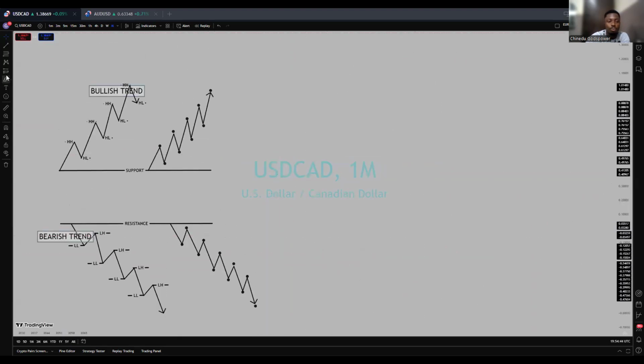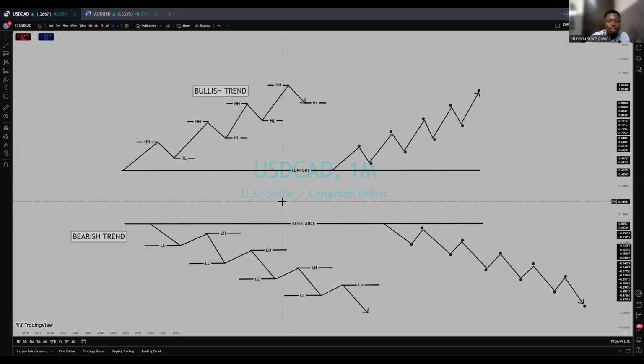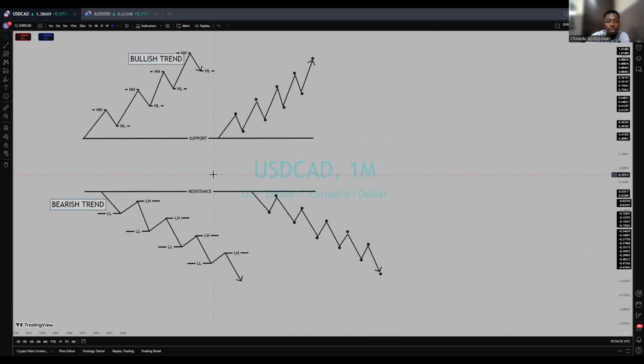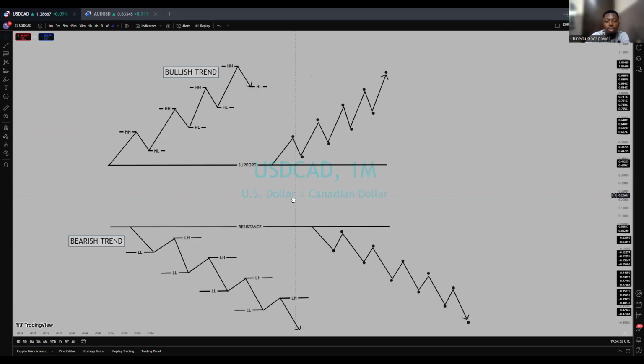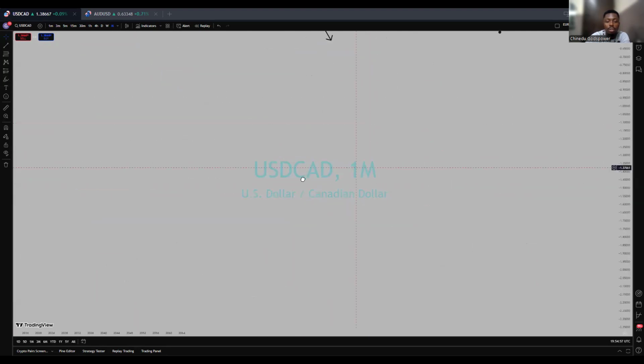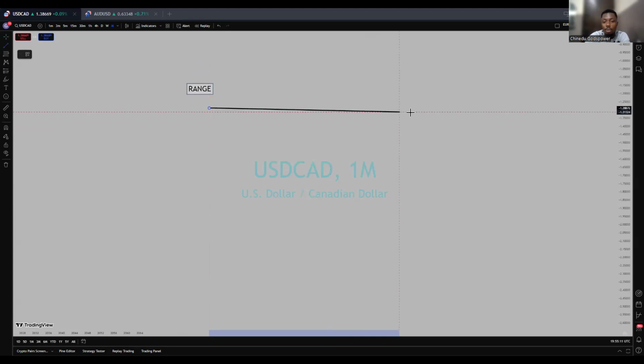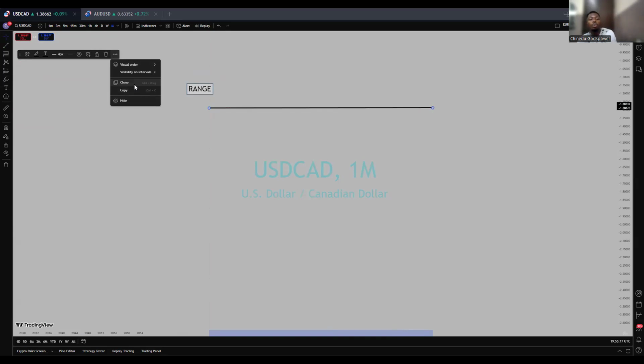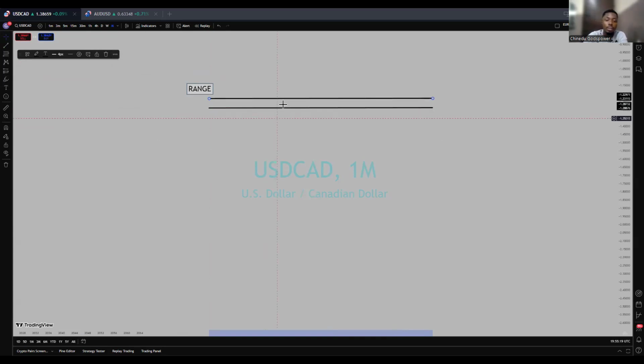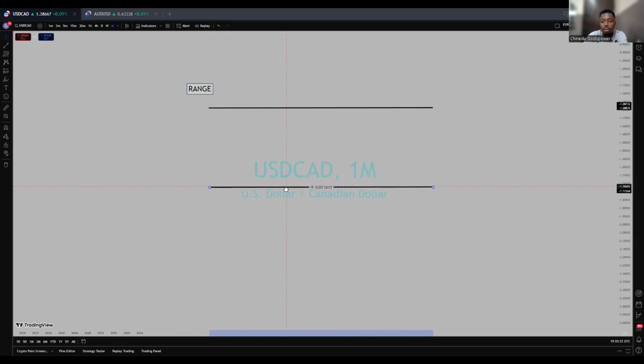But for now, let's do something extra. Let's dive into the range market. We already know this is what the bullish trend looks like, and this is what the bearish trend looks like. Let's look at what a range looks like. Range. You call it range, or you could call it consolidation. This is when price is in between a support and a resistance. This is what a range looks like.